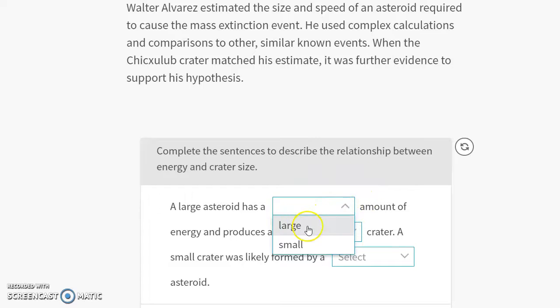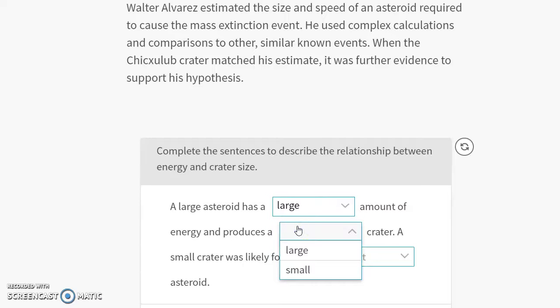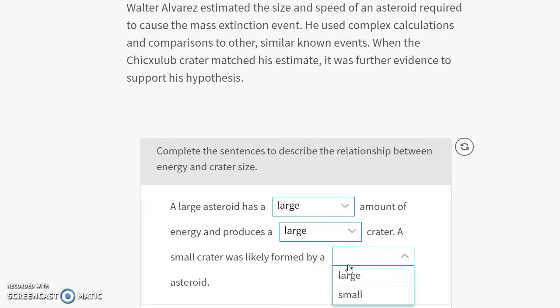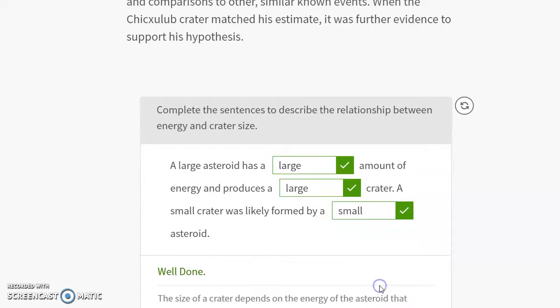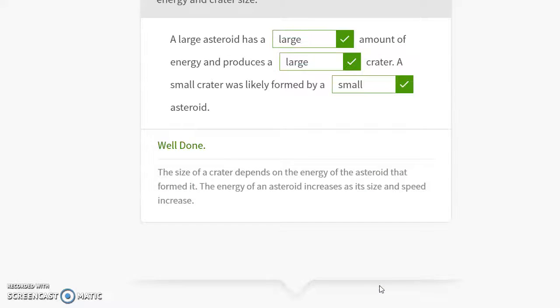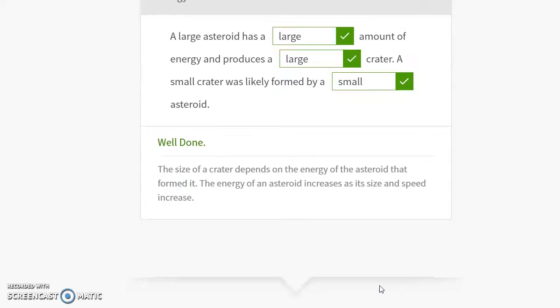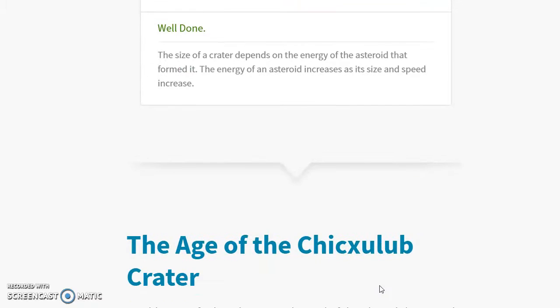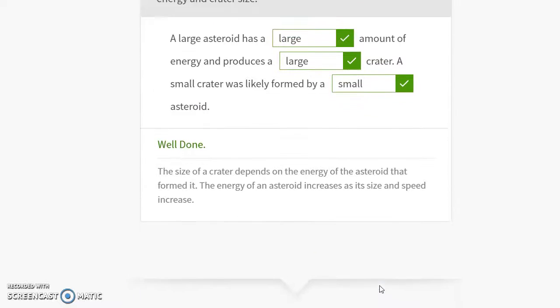So a large asteroid has a large amount of energy and produces a large crater. A small crater was likely formed by a small asteroid. To me, that's just kind of what I think would make the most sense because the size of a crater depends on the energy. High energy, it's going really fast, you'll have a really big crater. Low energy, small crater.